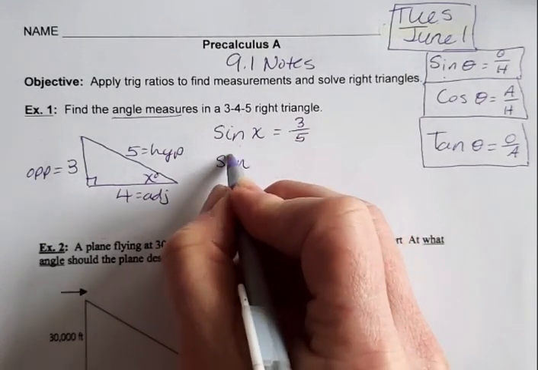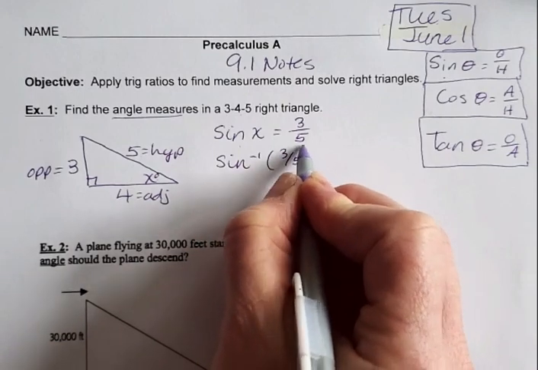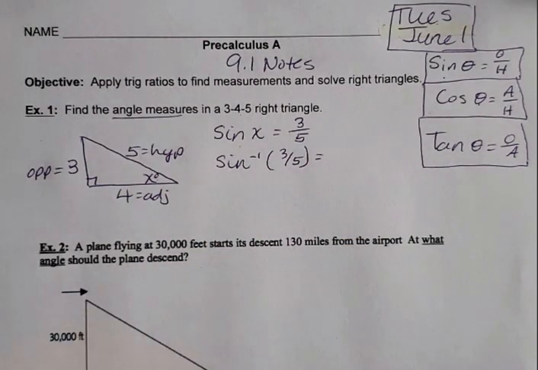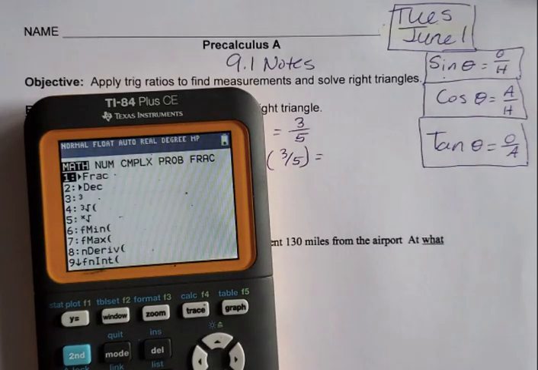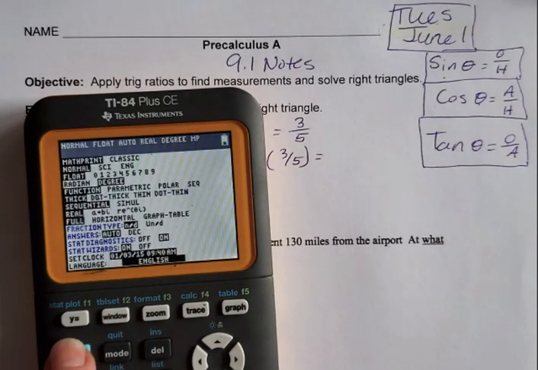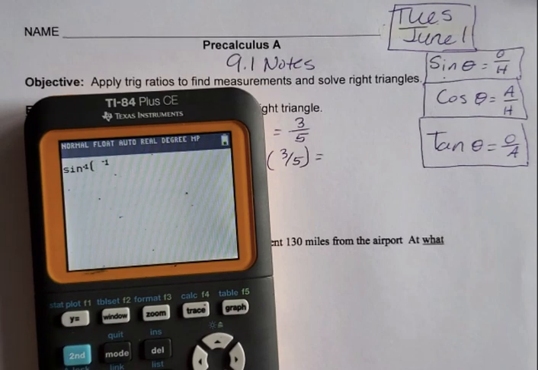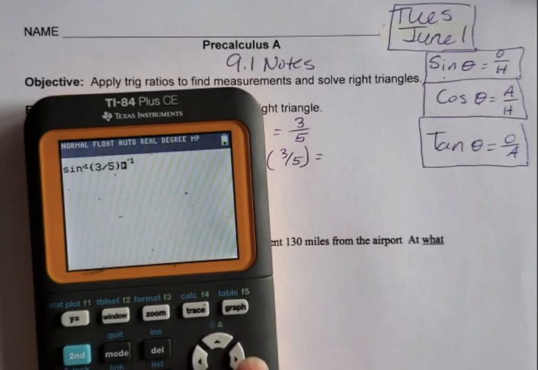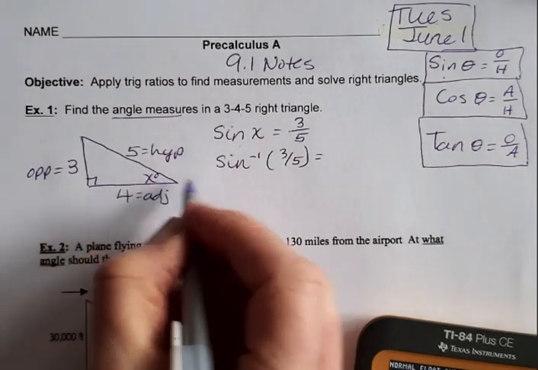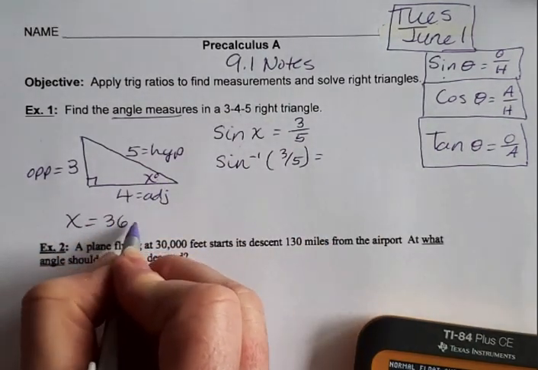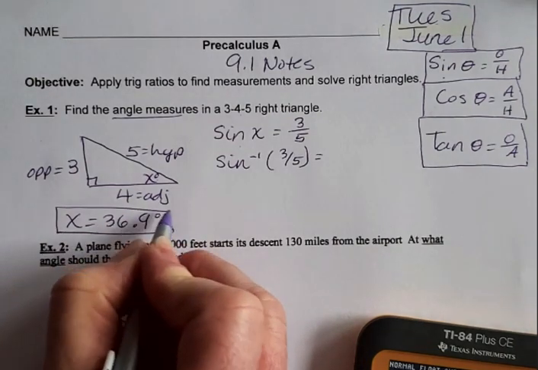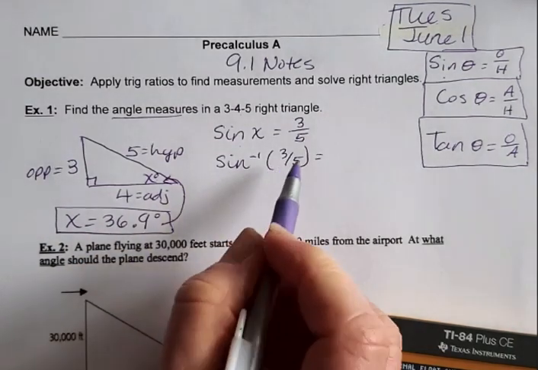So to do that, I go to the calculator and I do the sine inverse of 3/5. Make sure your calculator is in degree mode. I'm going to make sure that right here, and it is. So we do the sine inverse of 3/5. And that will give me 36.9 degrees approximately. So this angle measure right here is 36.9 degrees.